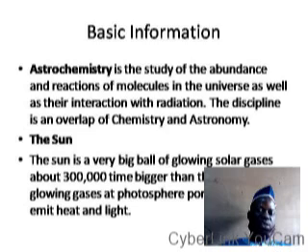This aspect of knowledge is usually referred to as astrochemistry, which is the study of abundance and reactions of molecules in the universe, as well as their interactions with radiation. And this discipline is where astronomy and chemistry overlap. For those of you who are geography students, you would have come across many things that we'll be discussing today. Yet, the chemical aspects or the chemical view of those things would have to be emphasized.